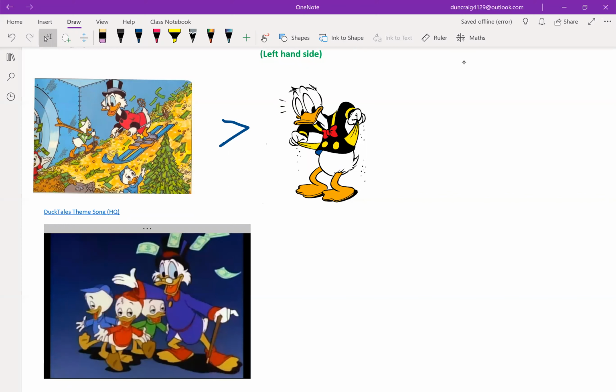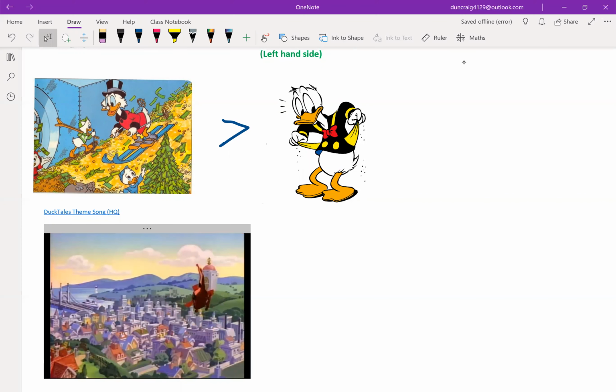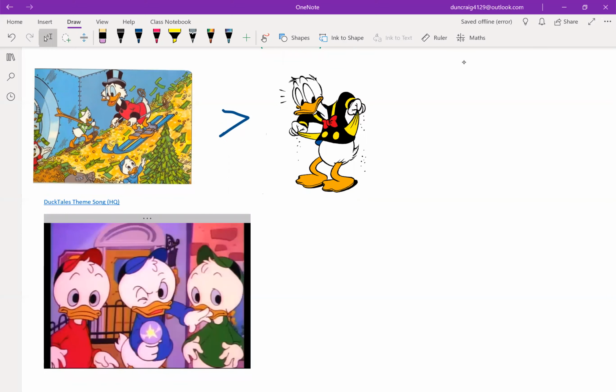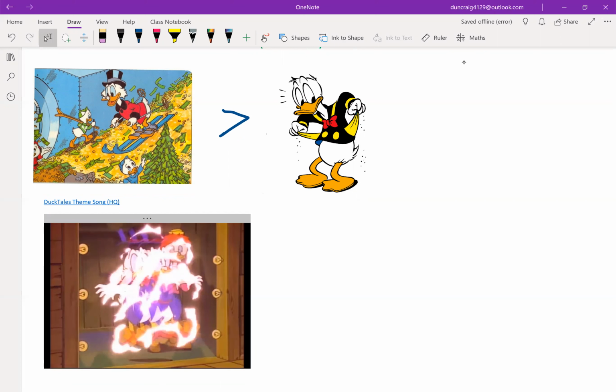Life is like a hurricane in Duckburg. Race cars, lasers, aeroplanes.